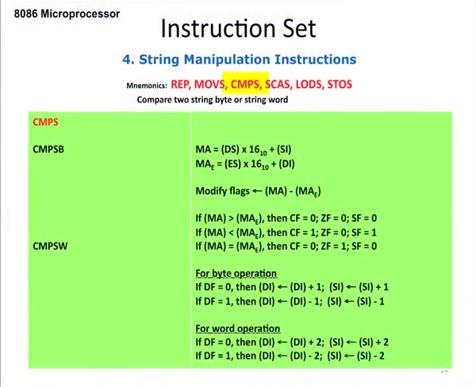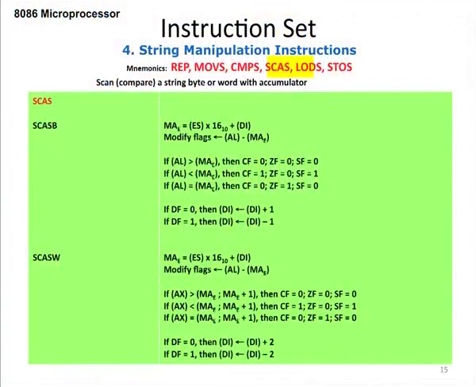Another string manipulation instruction is CMPSB, that is compare string byte. It is used to compare two strings having same number of bytes in it. Similarly, we have compare string word, that is CMPSW. It is again used to compare two string words. String word means two consecutive locations form a single word. Similarly, we have SCASB, that is scan string byte, and SCASW, that is scan string word.